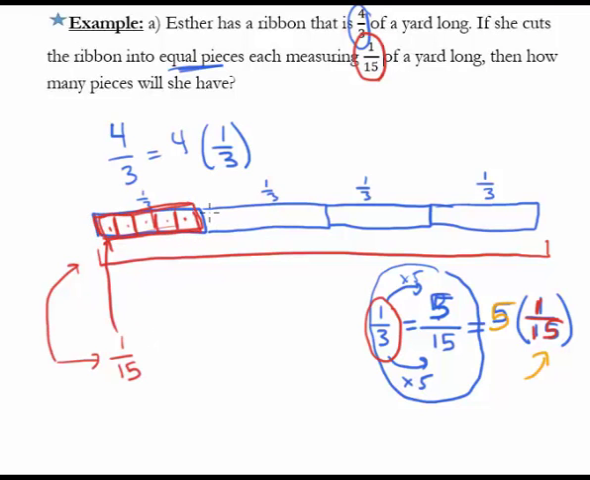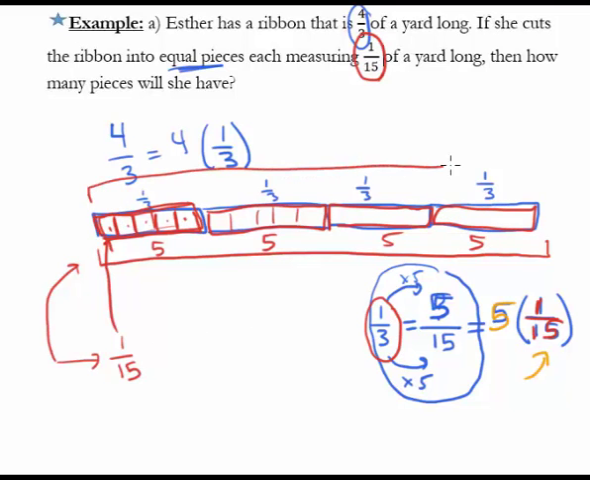So how many are going to fit into the second third of a yard? Well, that was 5. We could do it, but really this is just going to be another 5. This is going to be another 5. This is going to be another 5. So how many 15ths fit into this whole length right here? We just add them up. 5 plus 5 plus 5 plus 5, and we get the answer of 20. So that's the answer, 20/15.